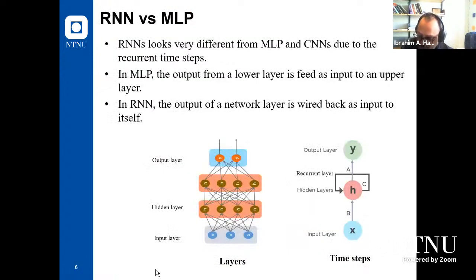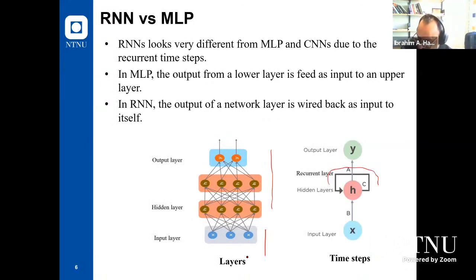So RNN looks very different from MLP and CNN due to the recurrent time steps. We have these recurrent time steps, which we don't have in MLP. In MLP, the output from a lower layer is fed as an input to an upper layer. If we put it in the same structure, the input from the bottom layer is propagated to the upper layers in that direction. But in the case of RNN, the output of a network layer is wired back as an input to itself. So we have this kind of feedback or recurrent layer, which does not exist in MLP or CNN.